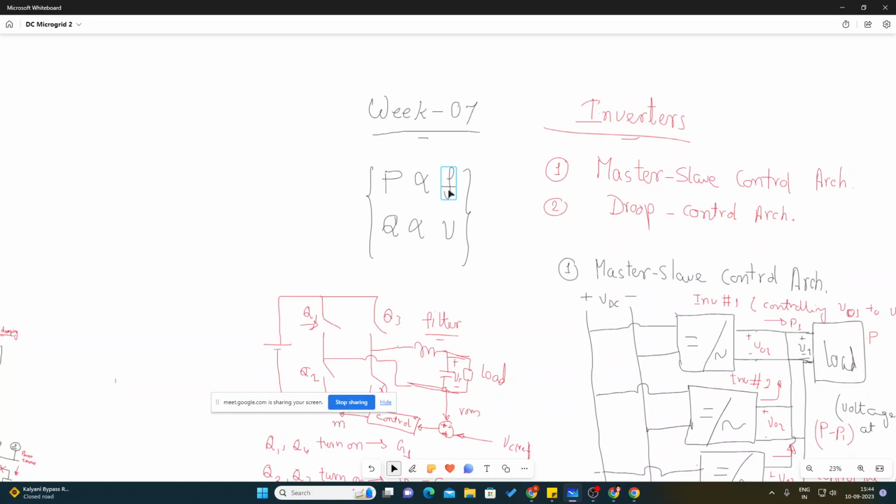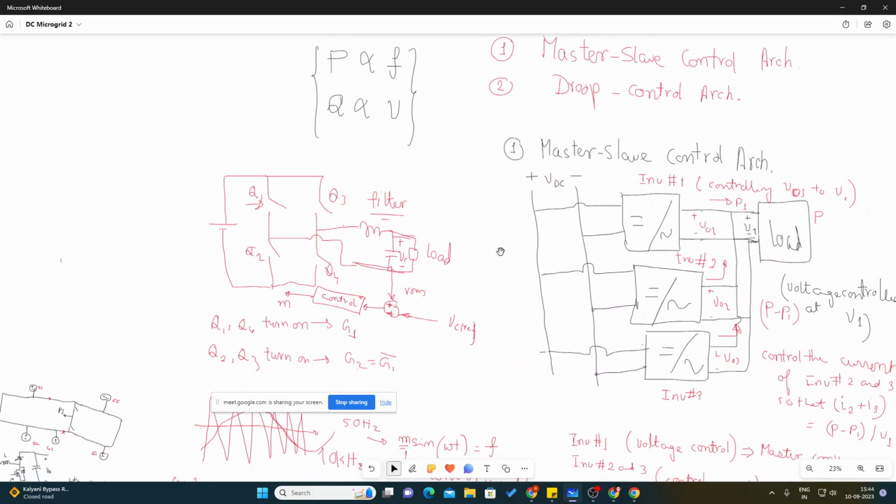In case of a DC system, if we control the voltage with one converter, as I said, the other converter will provide the current based on the load requirement. But in case of an AC system, there is another term, which is frequency. It can disturb the frequency of the system. So that's why we need to go for a current control in the remaining converters as well.